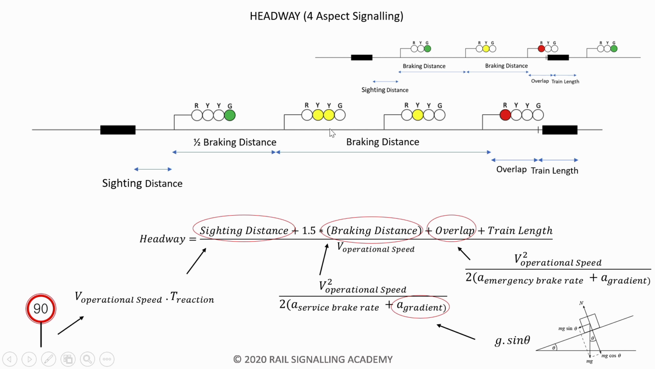Because of that, I'm able to reduce the signal spacing. For three aspect, I had to space out signals at braking distance, whereas in four aspect signaling, I can space out signals at half of braking distance, and that reflects in the formula. In the formula, it's braking distance plus half, so 1.5 times the brake. You'll see when we discuss five aspect signaling how this concept can be very easily extended.